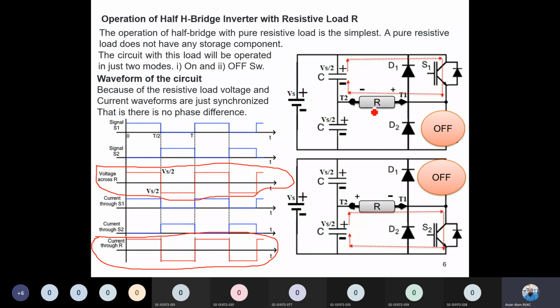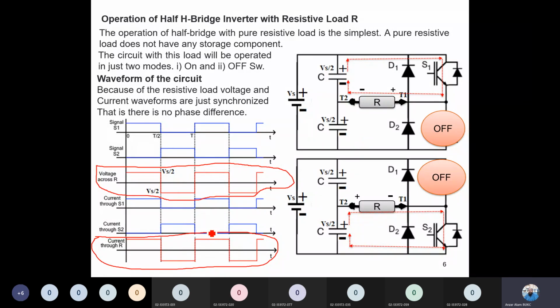So what is the difference between these two? These two are completely synchronized with each other. There is no phase difference. If this is plus, this is also plus. If the voltage starts at this point, the current also starts at this point. If the voltage stops at this point, the current also stops. So the shape of the waveform for the voltage and the current will remain the same, because the load is resistive.